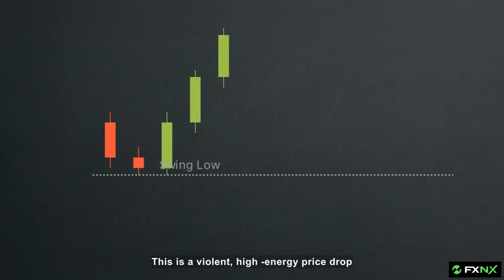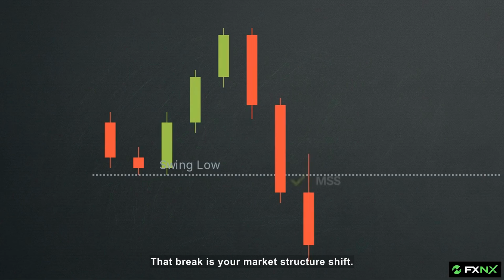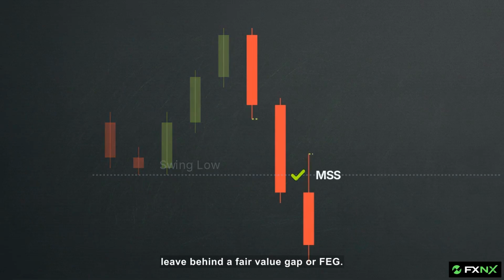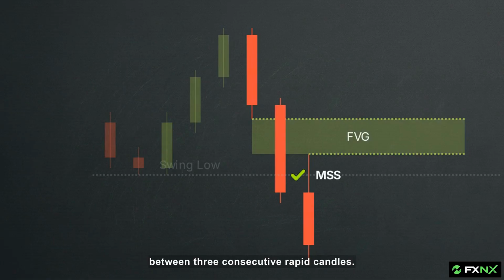This is a violent, high-energy price drop away from the swept level that clearly breaks a recent lower timeframe swing low. That break is your market structure shift. This displacement has to be fast enough to leave behind a fair value gap, or FVG. You identify this by finding the empty vertical space left between 3 consecutive rapid candles.